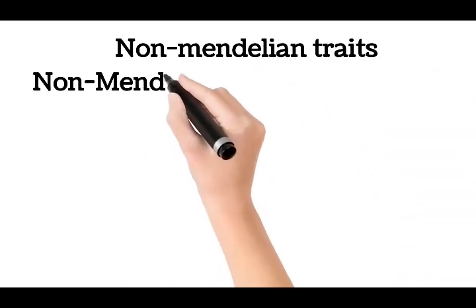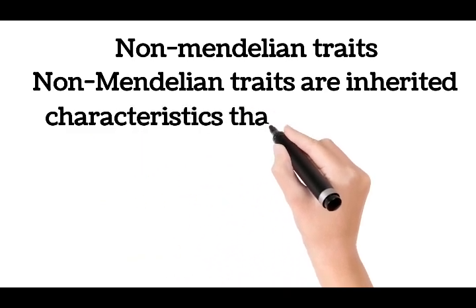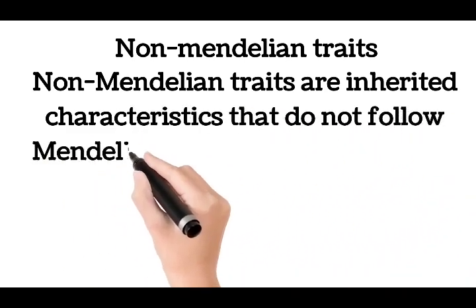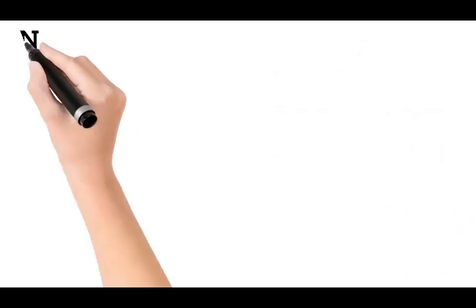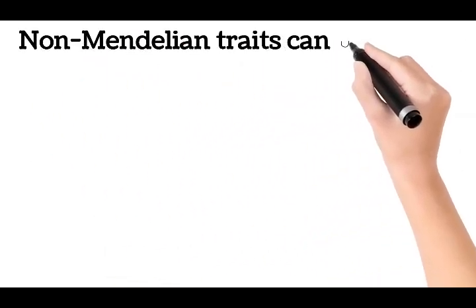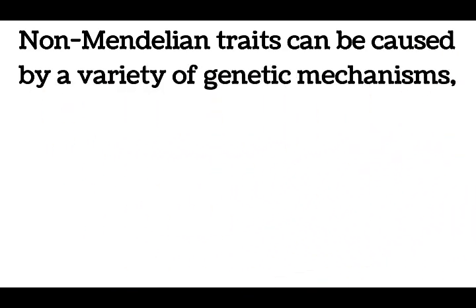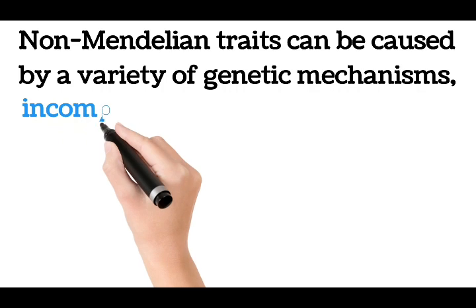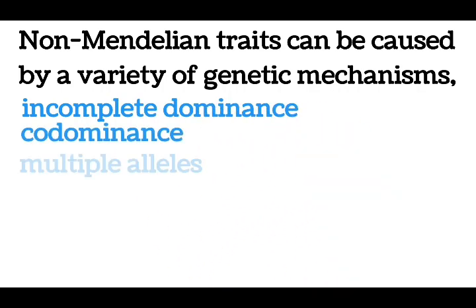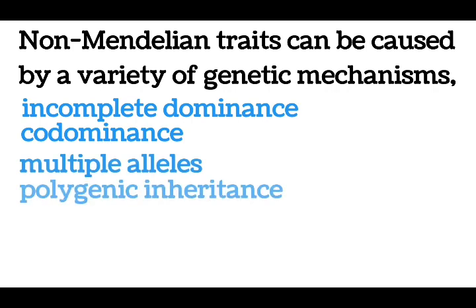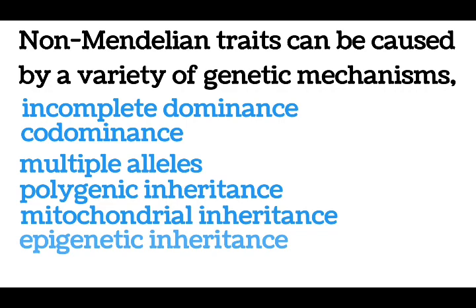Non-Mendelian traits. Non-Mendelian traits are inherited characteristics that do not follow Mendelian patterns of inheritance. Non-Mendelian traits can be caused by a variety of genetic mechanisms. We've got a couple of them like incomplete dominance, codominance, multiple alleles, polygenic inheritance, mitochondrial inheritance, epigenetic inheritance.